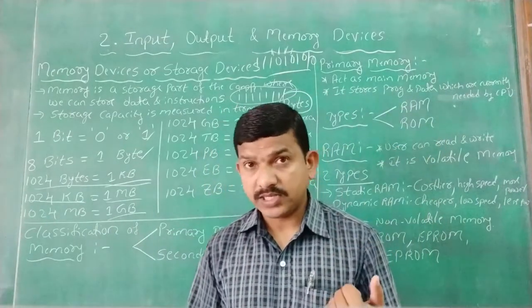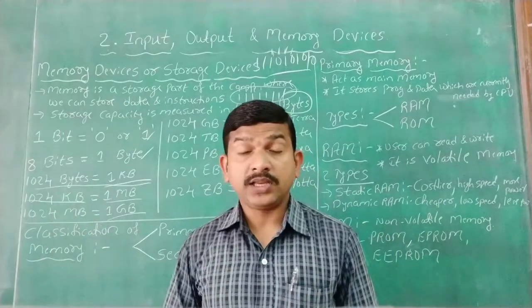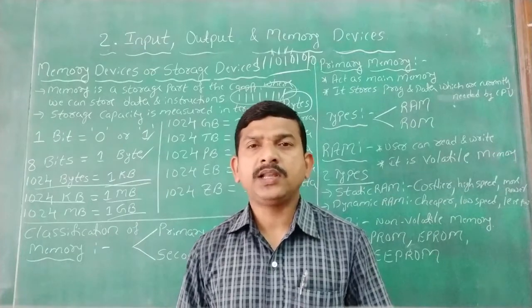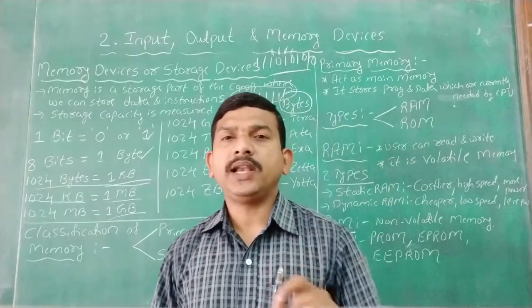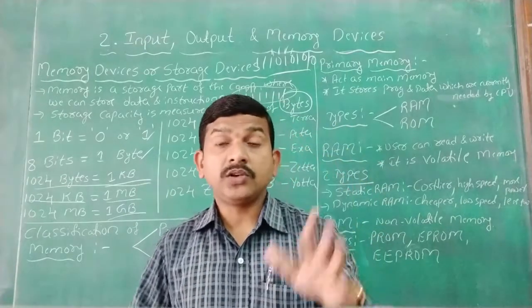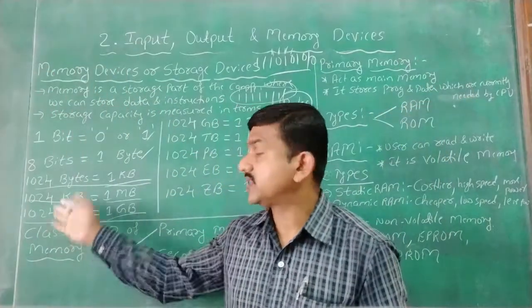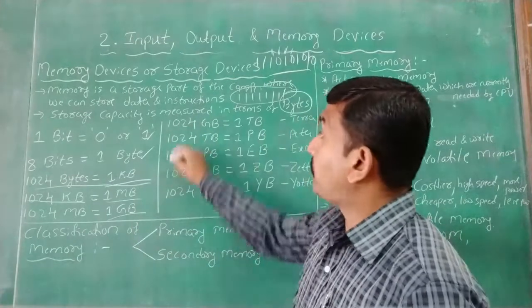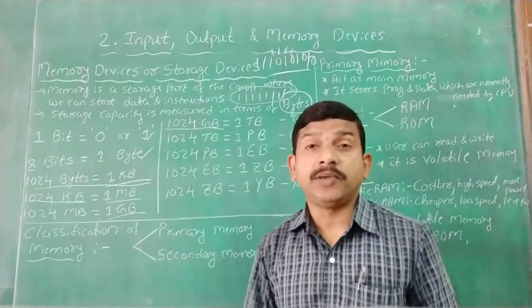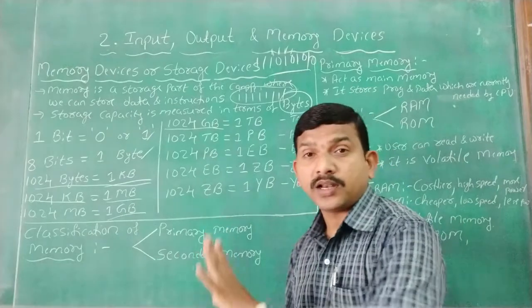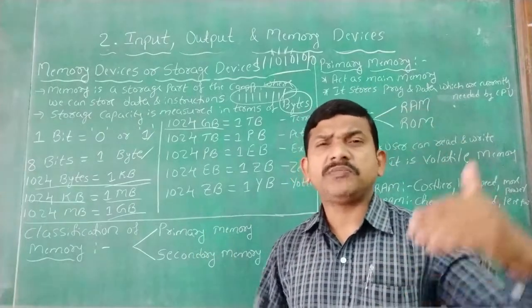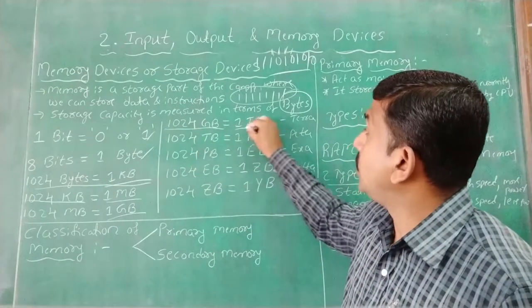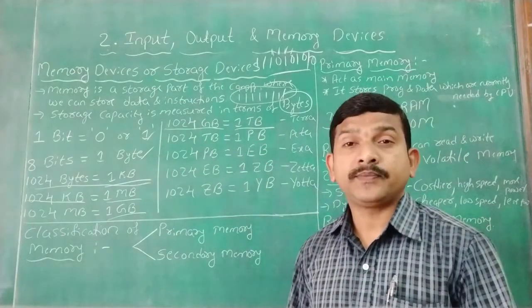So 1 GB data means what? It contains how many MB? 1024 MB. For example, there is a 5 MB file. You can calculate how many such files fit. Is it clear? So this is 1 GB. Suppose there are 1024 GB. So 1 GB, 2 GB, 3 GB, 4 GB, 10 GB, 1024 GB is equivalent to 1 TB.